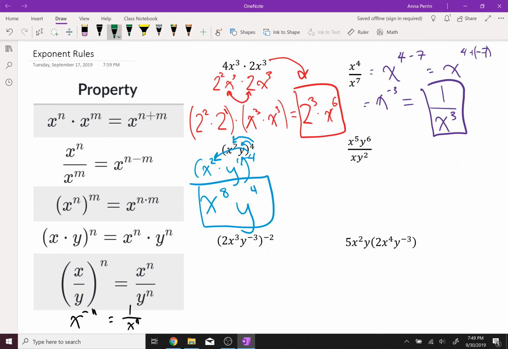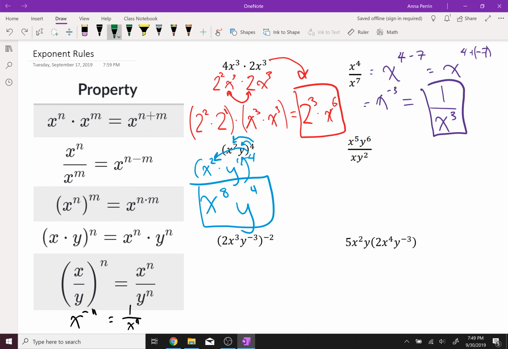Continuing on, going to the next one. I can see that there's some multiplication going on, x to the 5th times y to the 6th, and x times y squared, but neither of those are like bases. So that means that I'm not going to be able to use my product rule in this problem.